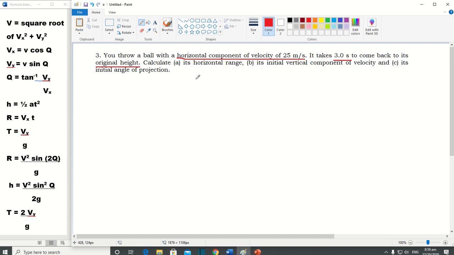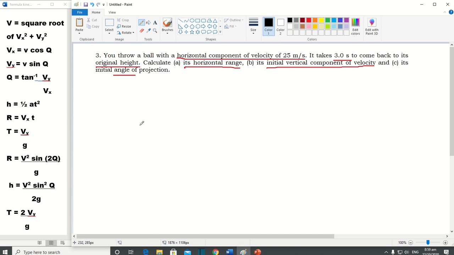First, what we are asked to find is the horizontal range or the distance traveled, the initial vertical component of velocity which is v sub y, and its initial angle of projection. So we need to find the angle. Now, let's illustrate this first.